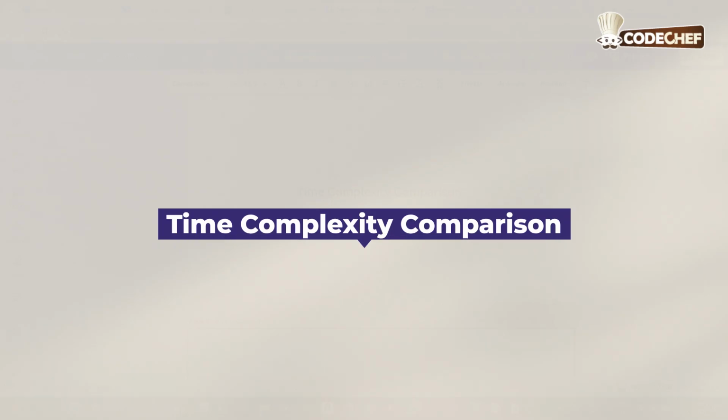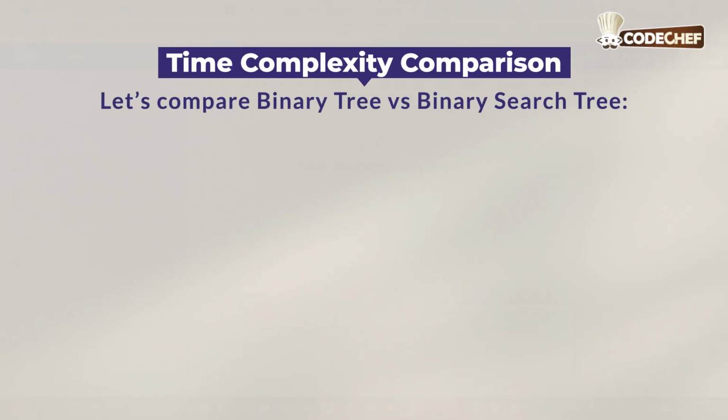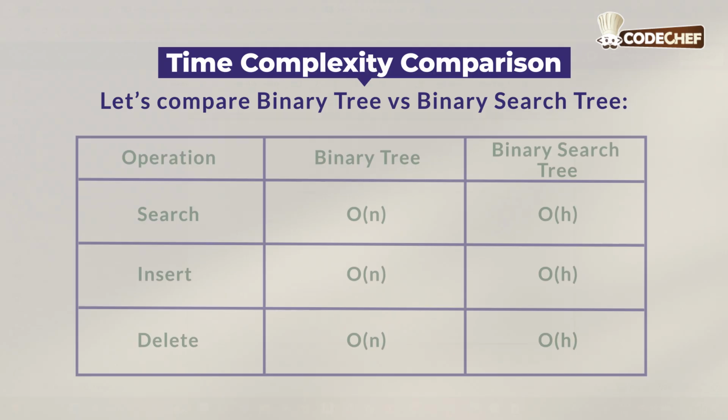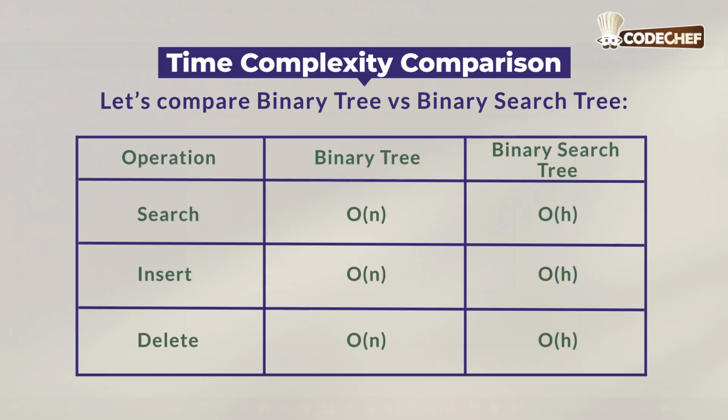Time complexity comparison. So let's compare binary tree versus binary search tree. Here the operation of searching is O(n) in a binary tree and O(h) in a binary search tree. Similarly for insertion and deletion. Here h is basically the height of the tree.